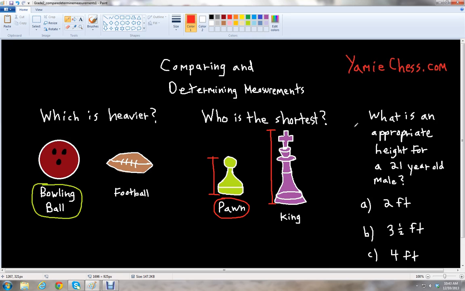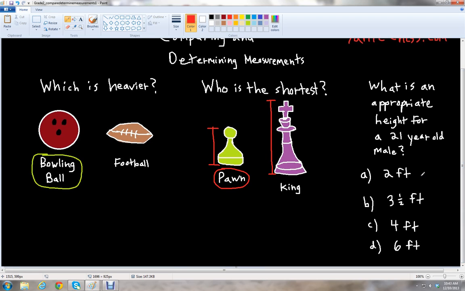Okay, so we have a third question to the far right. It asks, what is an appropriate height for a 21-year-old male? So this is just an average 21-year-old male. It could be in college, studying math or science, engineering. And so we have 4 answer choices here. We have 2 feet, 3.5 feet, 4 feet, 6 feet. So what would be an appropriate height for a 21-year-old male?